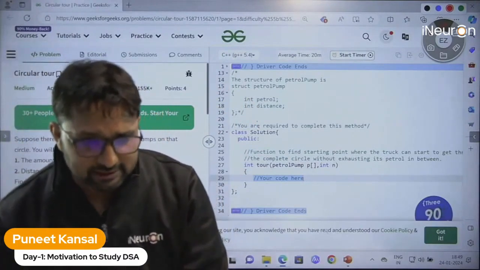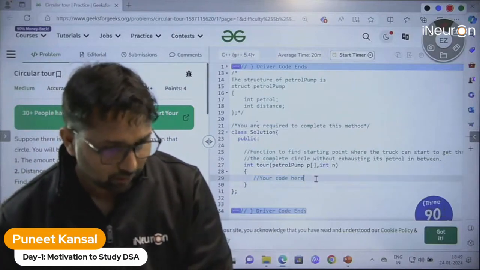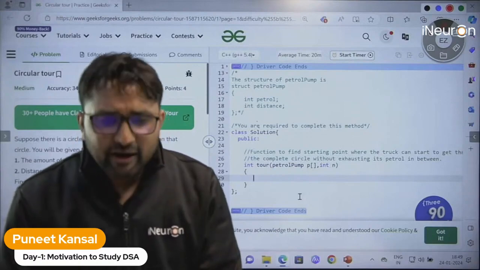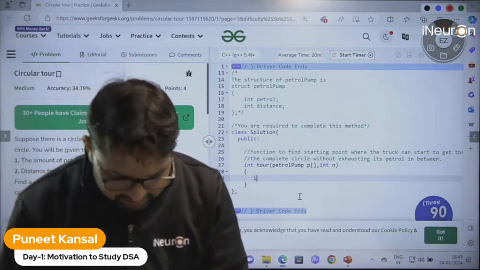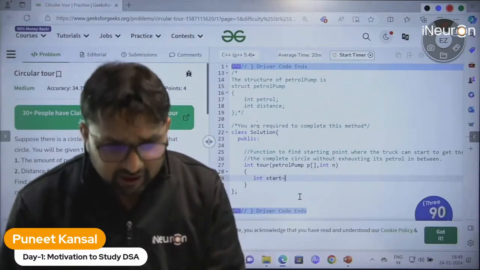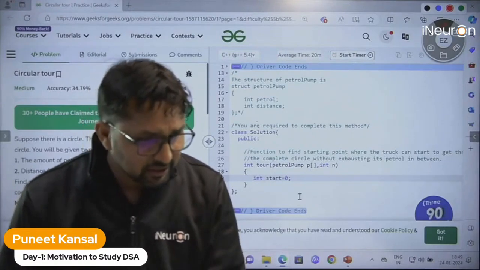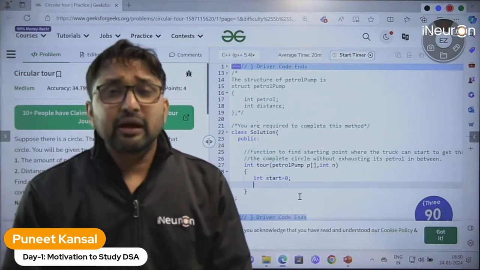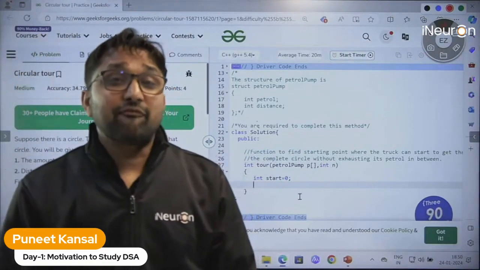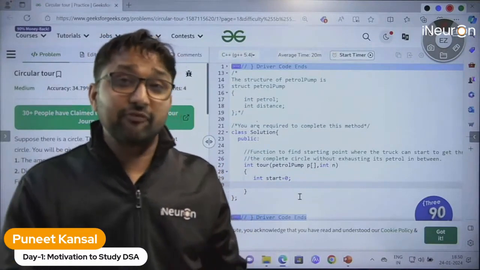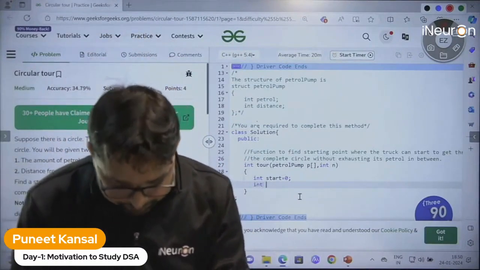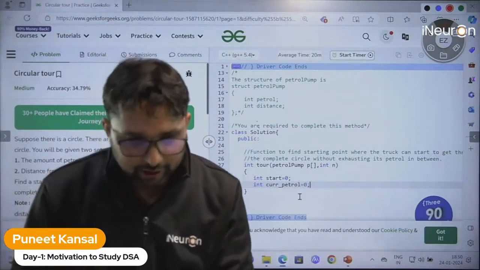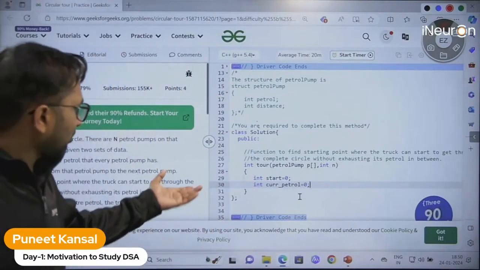So what we need to do over here is, see, I need to find out the start station. So let me take a variable here, start. We were assuming that our start is 0. Okay, and I will keep storing how much extra petrol I have with me every time, how much petrol I have currently, so that I can check whether I can move further or not. So I take another variable, current petrol, which is set to 0.